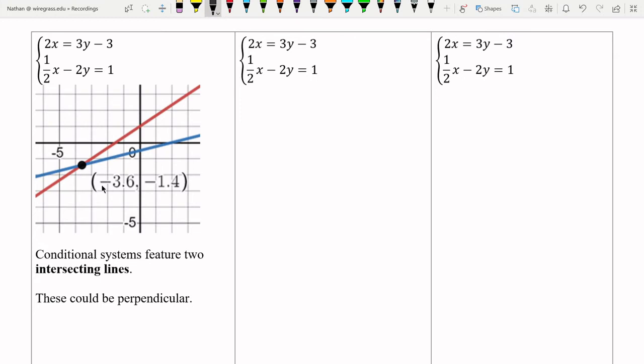Of course, here they cross at the point negative 3.6 and negative 1.4, and that is our solution. These could be perpendicular lines. Perpendicular just means that they cross at a right angle. That doesn't really matter though. They're still intersecting, and that point is still the solution to the system. So like I said, this one's quite easy. You just look at the graph and boom, you have your solution.